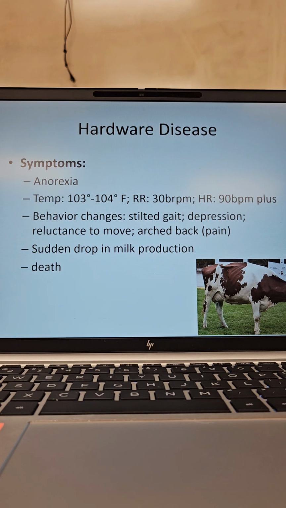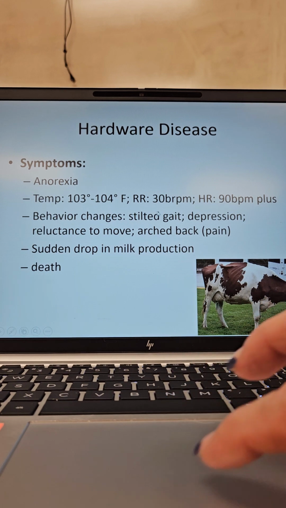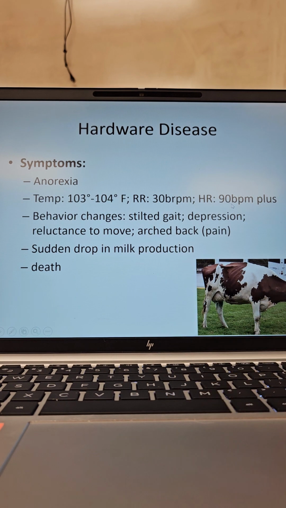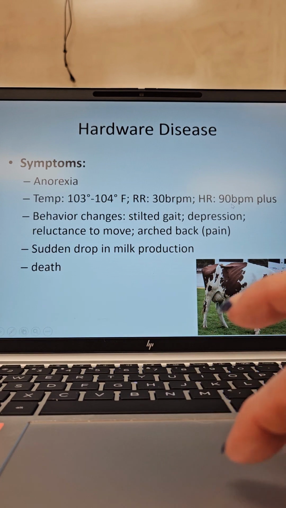Symptoms of heart disease: anorexia. They're not going to eat. They don't feel good. They're going to get a temperature because they have an infection around their heart. Respiration rates are going to increase. Heart rate is going to increase some.